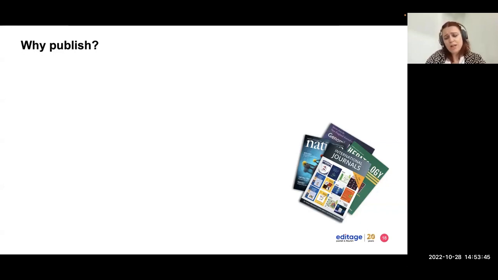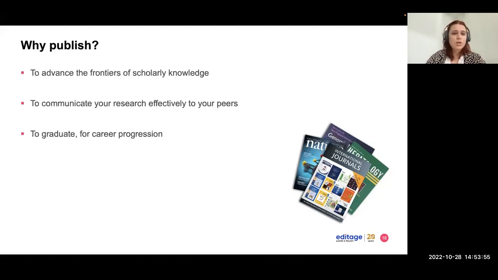So from that point, once you have done the draft, you will need to publish your research in order to give it also to other researchers. So we publish for different reasons. The most important reason, and the one that most of us went into science for, is to push the frontiers of scholarly knowledge, to add new knowledge.